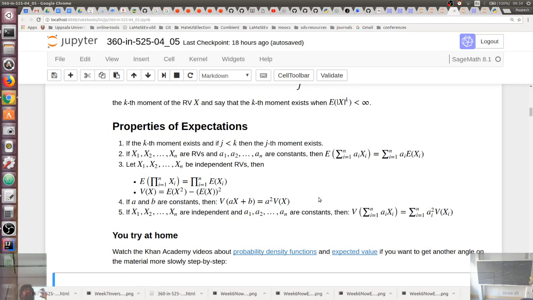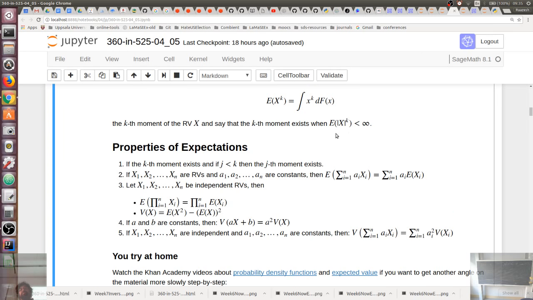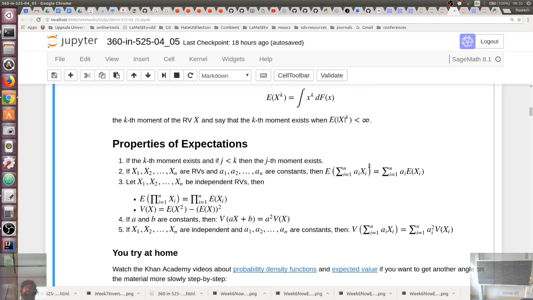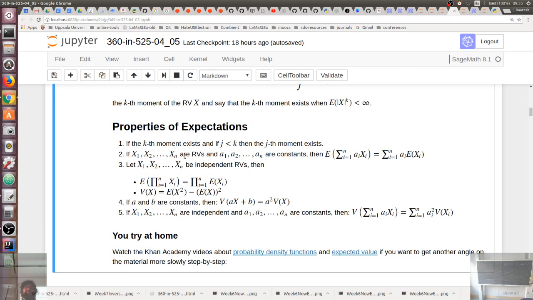So here are some properties of expectations. This just follows from properties of integrals and sums. If the kth moment exists, and if j is less than k, then the jth moment exists. And if we have n random variables X1 through Xn and constants a1 through an, then the expectation of the sum of ai times Xi is just the sum of ai times the expectation of Xi. Which just means you can take the expectation inside a weighted sum. This is just because this is how integration works.